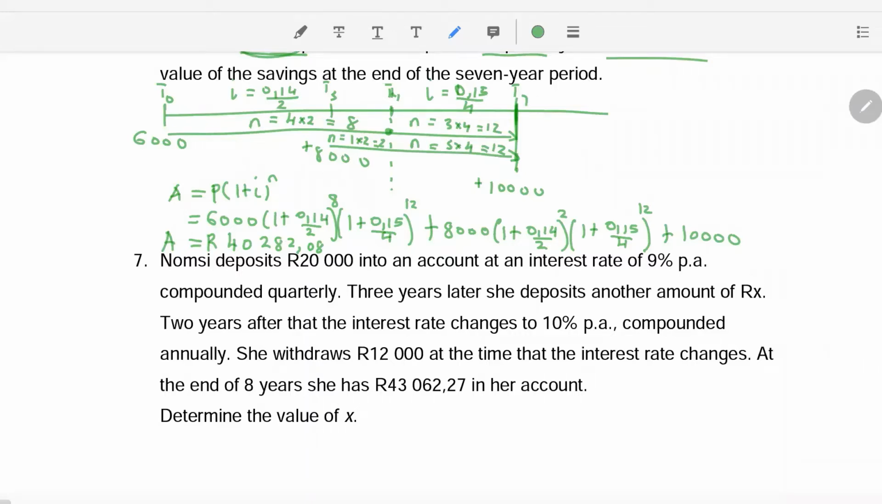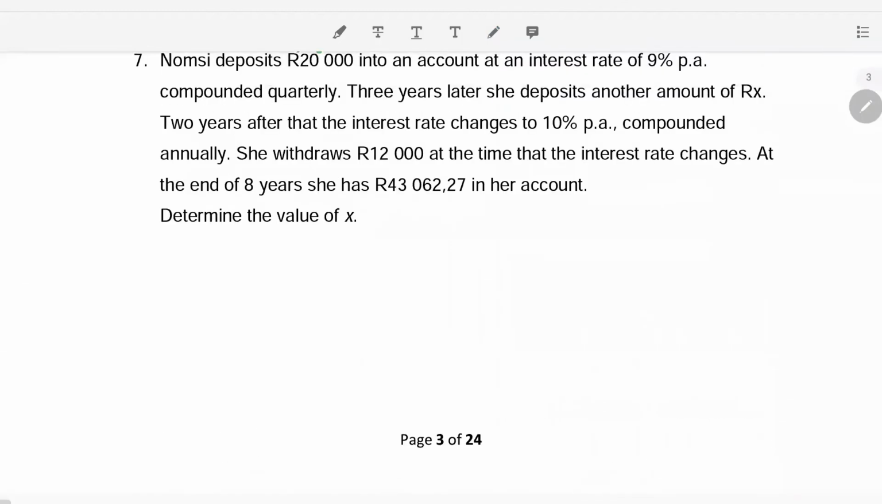The 6,000 earns 2 interests, and also the 8,000 earns 2 interests, but the 10,000 did not earn any interest because we are calculating the accumulation of the investment until the day the 10,000 was invested. So that is changing deposits or changing transactions with changing interest rates. Then we go to question number 7.